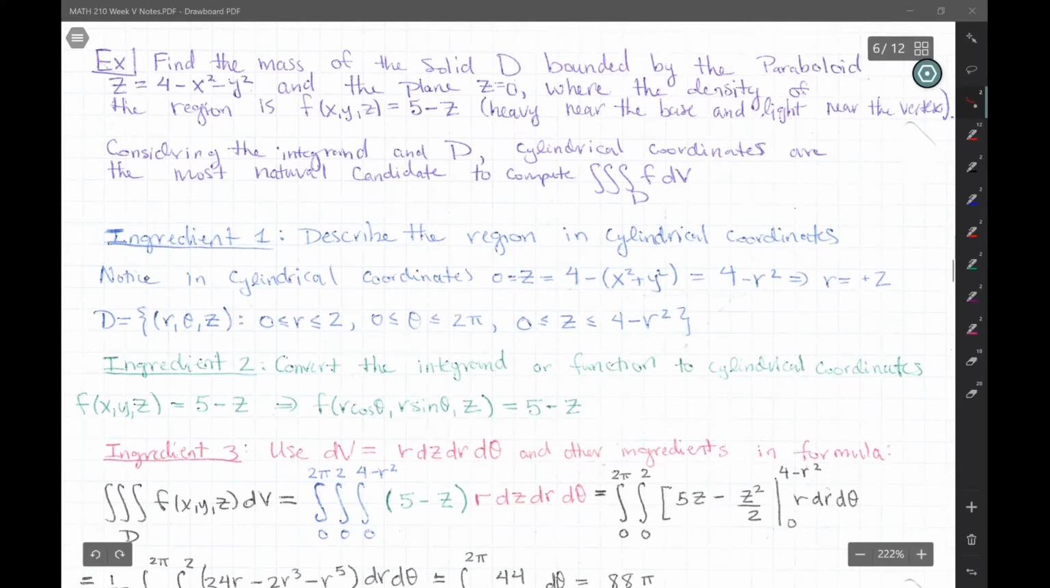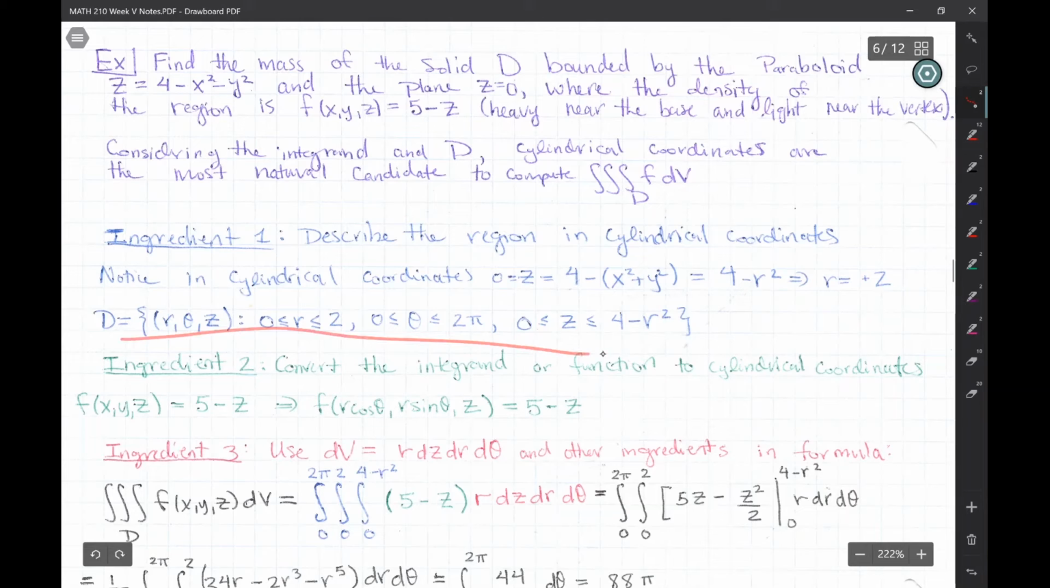So the first ingredient will be describing the region in cylindrical coordinates. Notice here that this solid is bounded by the paraboloid and the plane z equals 0, so the xy plane. Well, let's see where these two intersect in order to get bounds. We see that they intersect at the circle of radius 2. Okay, so where this paraboloid meets the xy plane is at the circle of radius 2. That's going to be important for our double integral after we carry out the first integral.